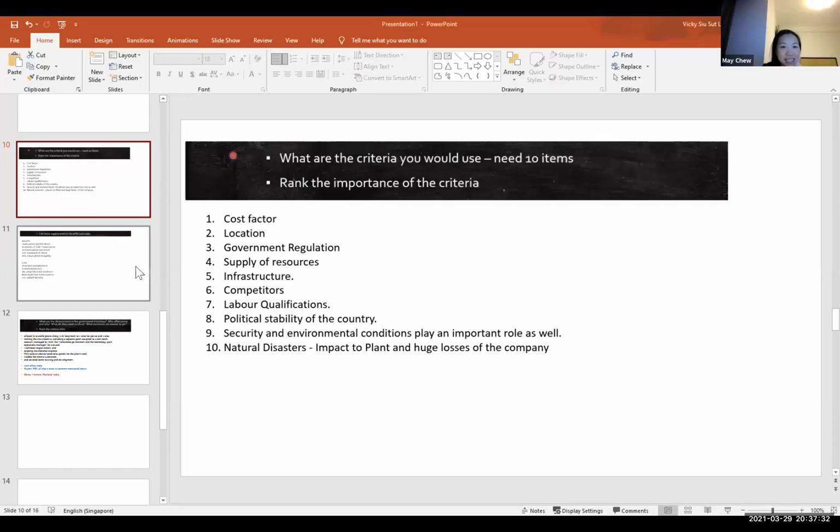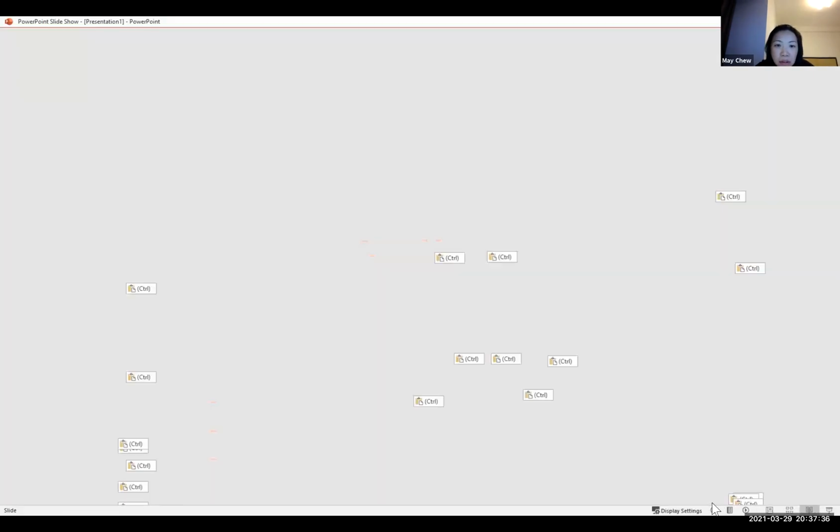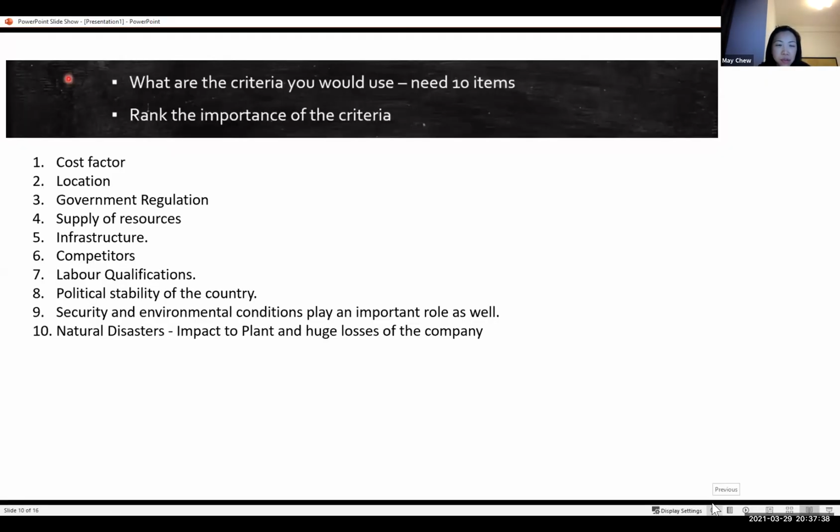Okay, yes, so our team ranked the criteria, and I tried to rank them in terms of 10, since you need 10. One is cost. I think cost is important because it has to be a low cost operation, right? And when you say cost, obviously cost has labor, electricity, etc. Labor cost. Got it?